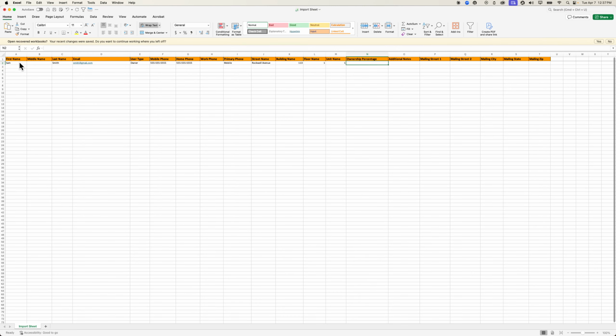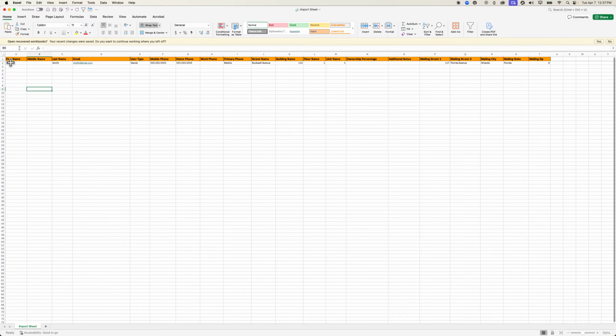Ownership of percentage is used for voting. Additional notes for anything else you want to do, and then the mailing address. So in this case, if it's the same, you can put that, or if it was different, for example, it might be 117 Florida Avenue. Maybe that's in Florida. Mailing city, maybe it's Orlando, Florida. And then the mailing zip could be whatever that might be as well.